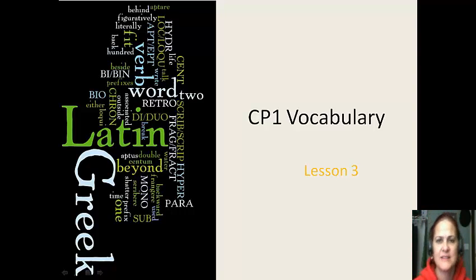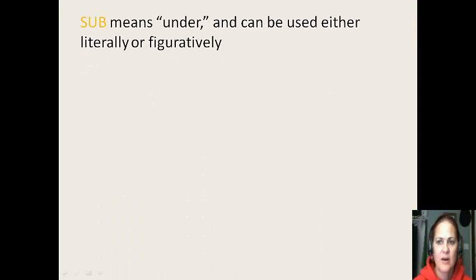Hi, we're on to lesson 3 for vocabulary. Now this week our root word is sub, and it means under. Submarine is under the water, so sub. It can be used literally or figuratively.